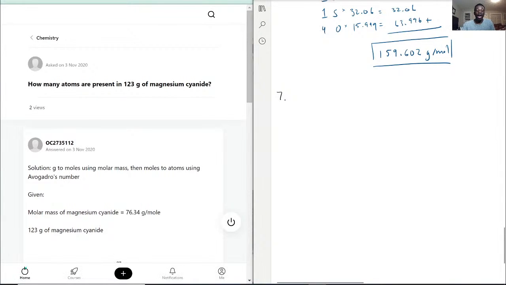Okay. How many atoms are present in 123 grams of magnesium cyanide? So for this one, you also kind of have to go step by step, starting with finding out what exactly magnesium cyanide is. So we know that magnesium is going to be just magnesium 2+, and cyanide is something unfortunately you have to remember.